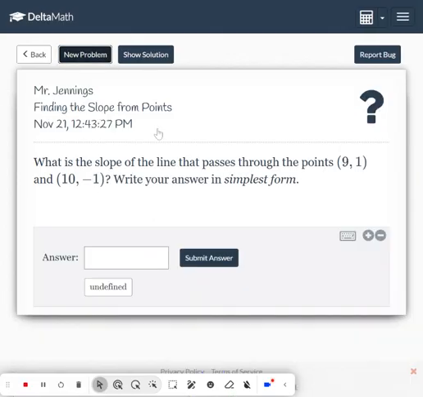No problem. So this one goes from 9, 1, so that's over there. 9 in the x, 1 in the y. And it goes to 10, negative 1. So it moves over by 1. So that's 10, negative 1, so it's down there. So it went down by 2 as it went over by 1.